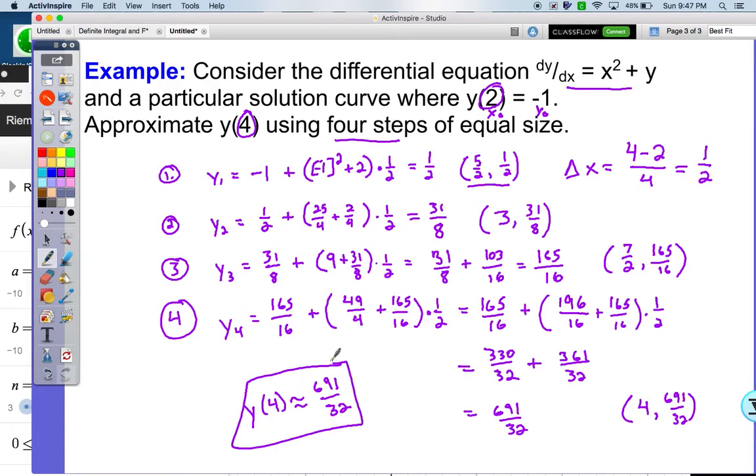All right, and you can tell that if your dy/dx is not really simple and you have more than 2 step sizes, this gets out of hand pretty quickly. And so most of the time, if you see one of these on the AP test, it's usually maybe 2, maybe 4 steps, and they do it where it's not too bad arithmetic.